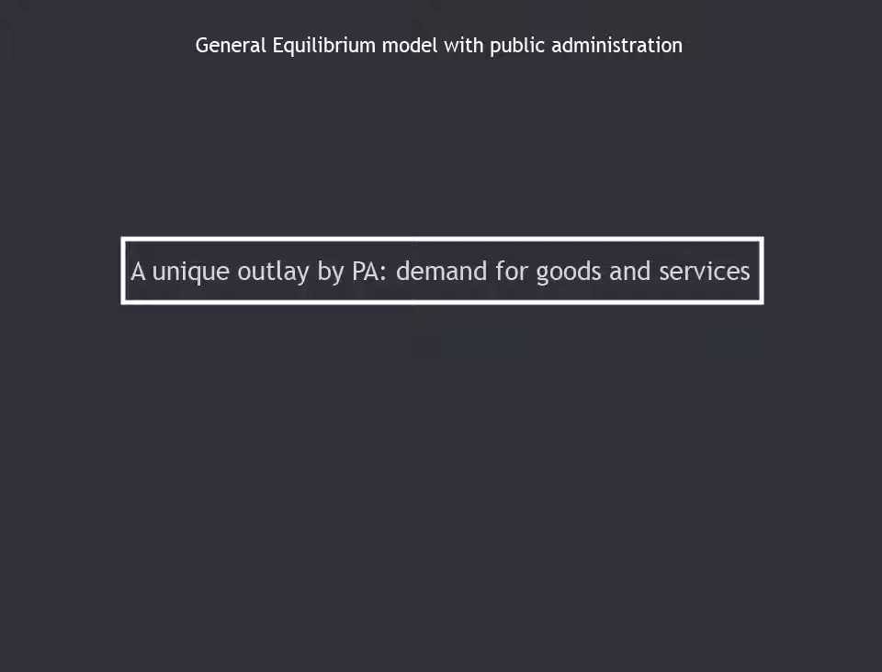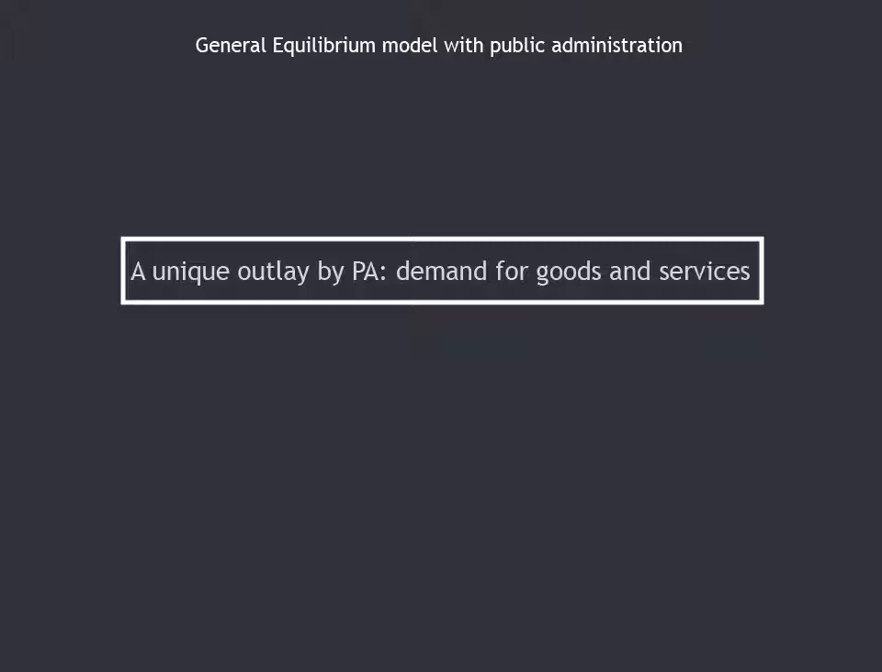But we do not consider here this type of outlays. We only consider demand for goods and services. So the first implication is that it will modify the equilibrium of the goods markets, since there is a new source of demand. And so you have to think about how this public demand for goods and services will modify the market equilibrium of goods and services.